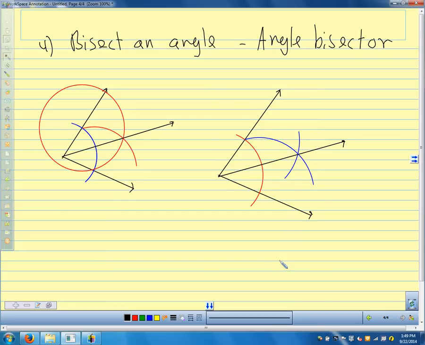Yes? The copy angle? Yeah. Copy the angle? Okay. So let's do one more copy the angle.